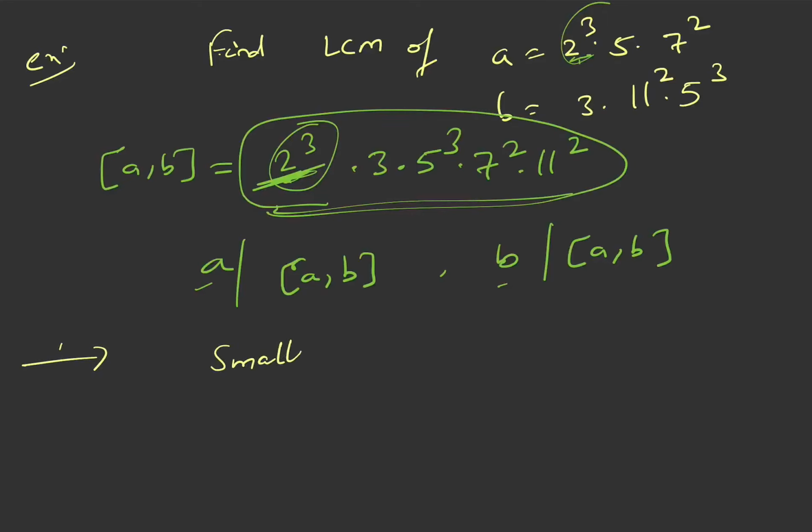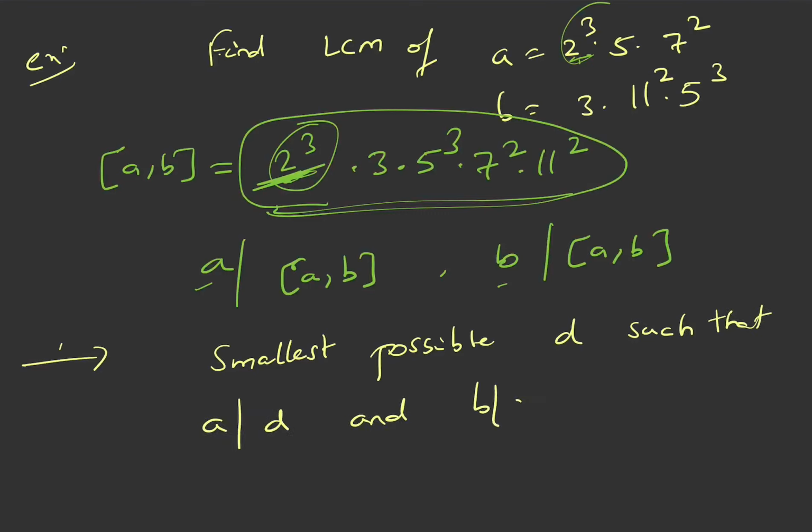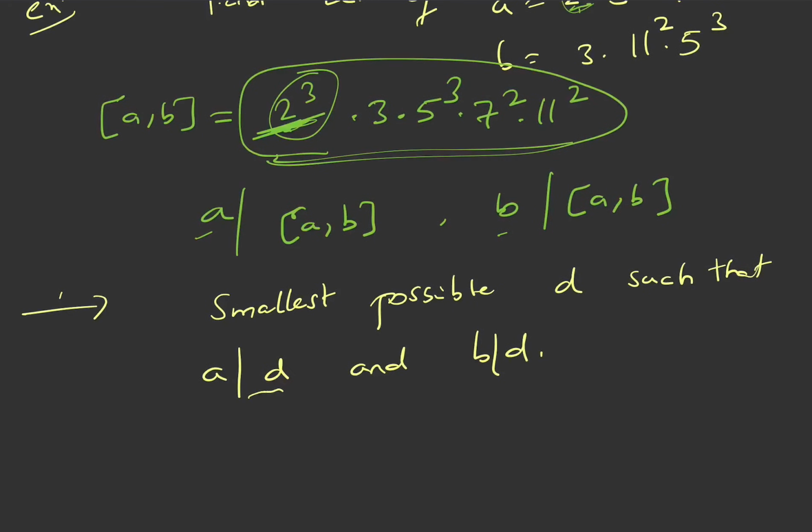So you can also define LCM in this way: the smallest possible D such that A divides D and B divides D, right? If A divides D and B divides D, then D is a common multiple of A and B, and the smallest such common multiple is nothing but the LCM, right? So LCM is nothing but the smallest possible D such that A divides D and B divides D.